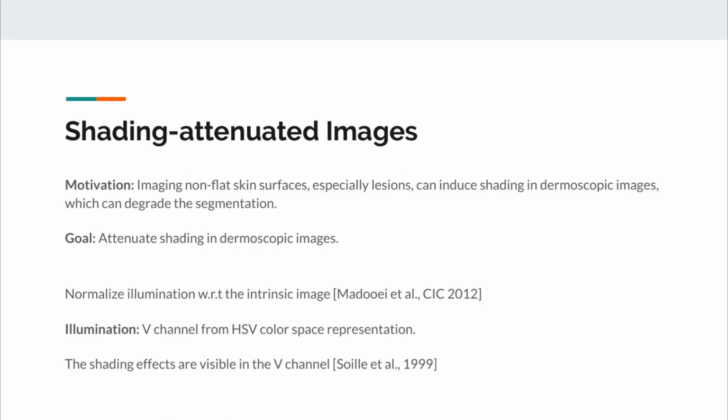Finally, we look at shading artifacts in skin lesion images. These are induced usually while imaging the non-flat regions, especially lesions, and can degrade the segmentation performance, and therefore our goal is to attenuate the shading effects. We do so by normalizing the illumination with respect to the intrinsic image, and we obtain the illumination by using the value channel from the HSV color space representation.